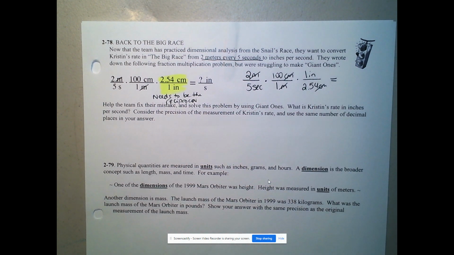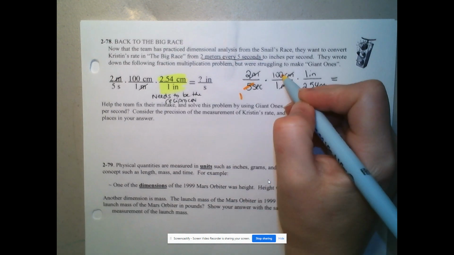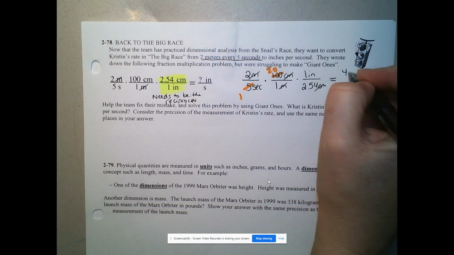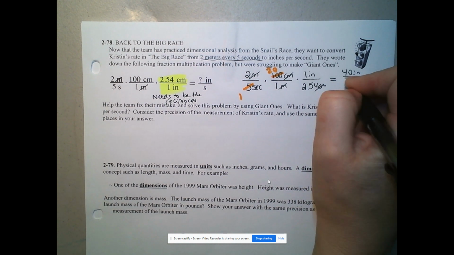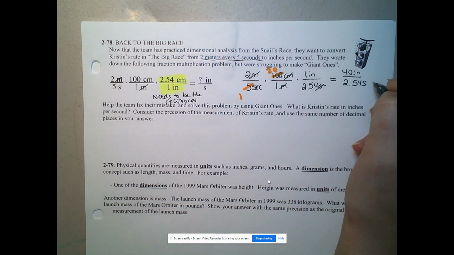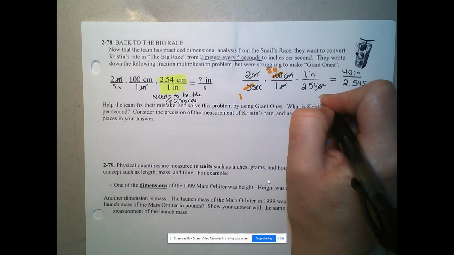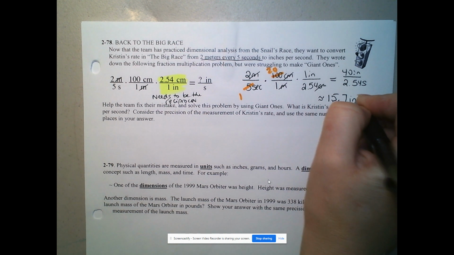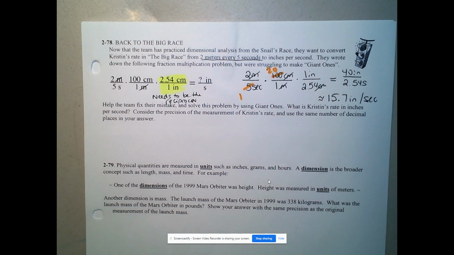And you can look around and see, 5 and 100, 5 goes into 5 once, and 5 goes into 100 20 times. So I could simplify that. And then I would just multiply across the top for 40 inches, multiply across the bottom 2.54, and I've got seconds left over down there. But that's not a unit rate. I would actually have to do 40 divided by 2.54, and I would get approximately 15.7 inches per second. All right, help the team fix the mistake and solve the problem.